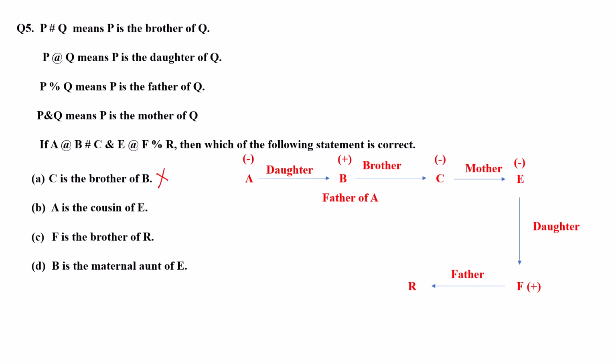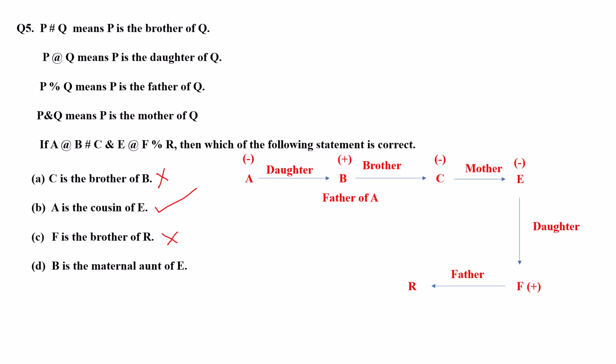Now moving to the next statement, A is the cousin of E. See here, B and C are brother and sister, so obviously their kids will be cousins, right? So from here I can say option B is correct. Now the third statement, F is the brother of R. No, F is the father of R. So this is also wrong.